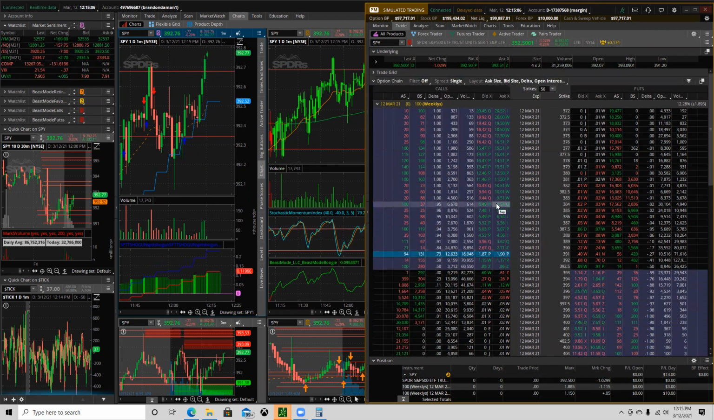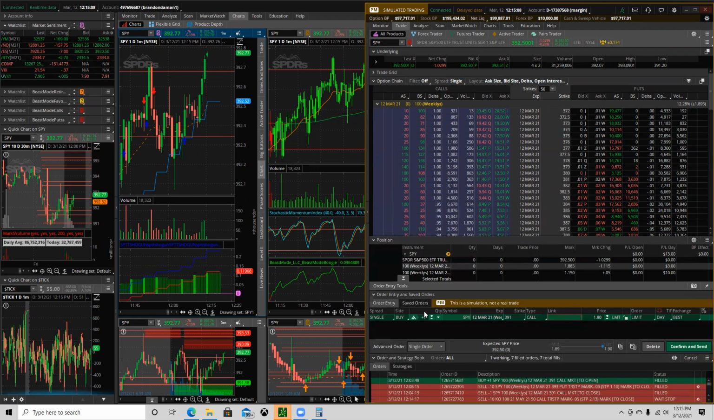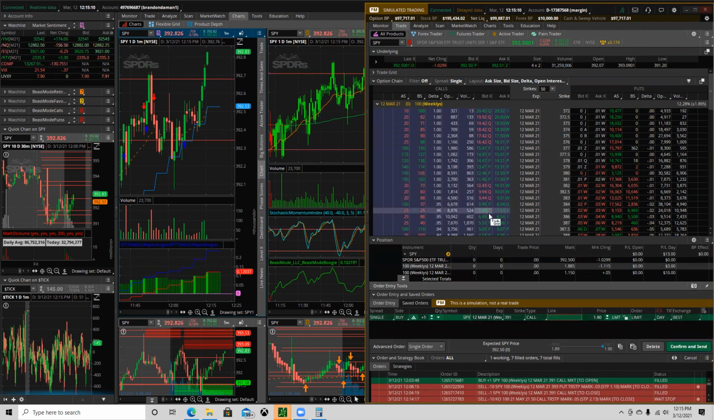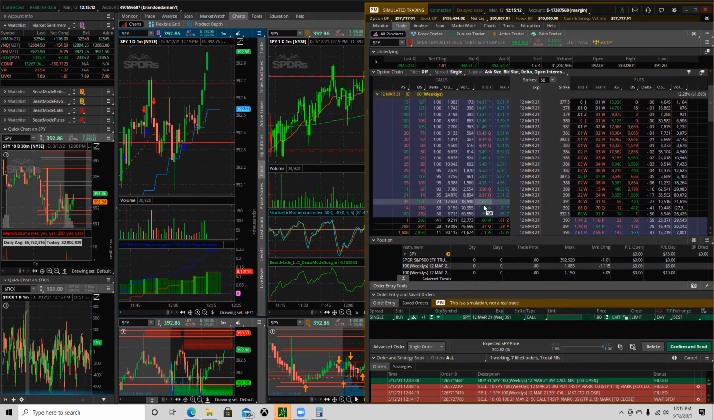I don't know why that did that. We click the ask price here, and our position is going to come up. You do not want to click the bid price, right? Because if you click the bid, you see how this turns red. That means you're going to sell the option.